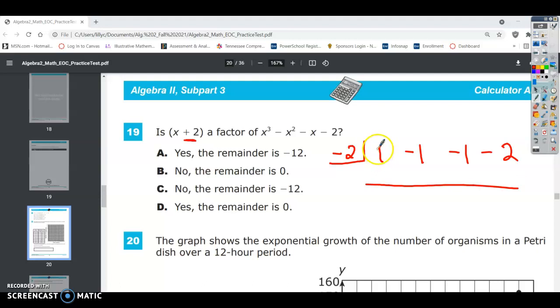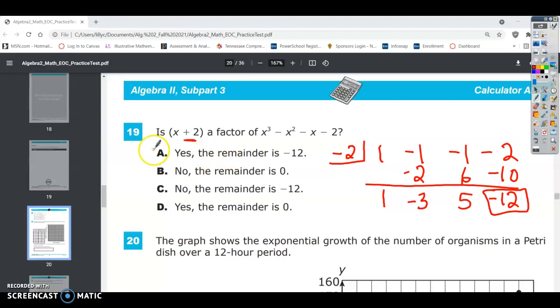So to do synthetic division, the first number comes down, and then we multiply -2 times 1, and then we add, and then we multiply, and then we add, then we multiply, and then we add. Alright, so if we get 0 as a remainder, then this is a factor of this polynomial. We did not get 0, so that means it is not a factor.